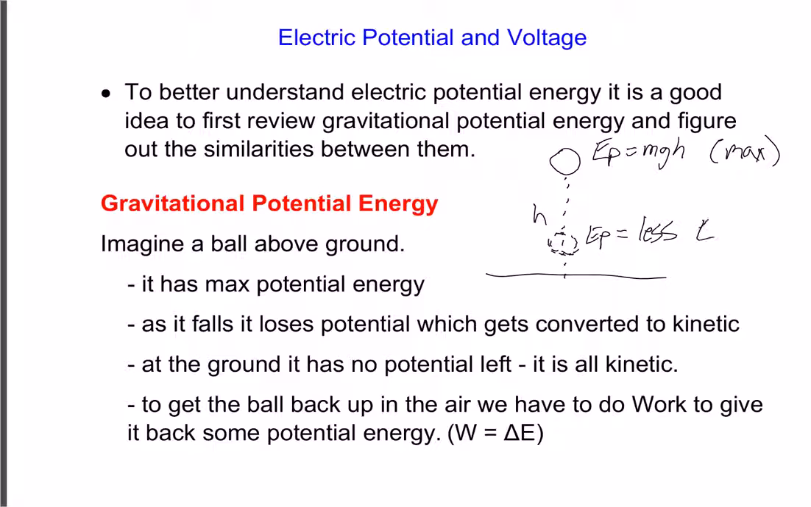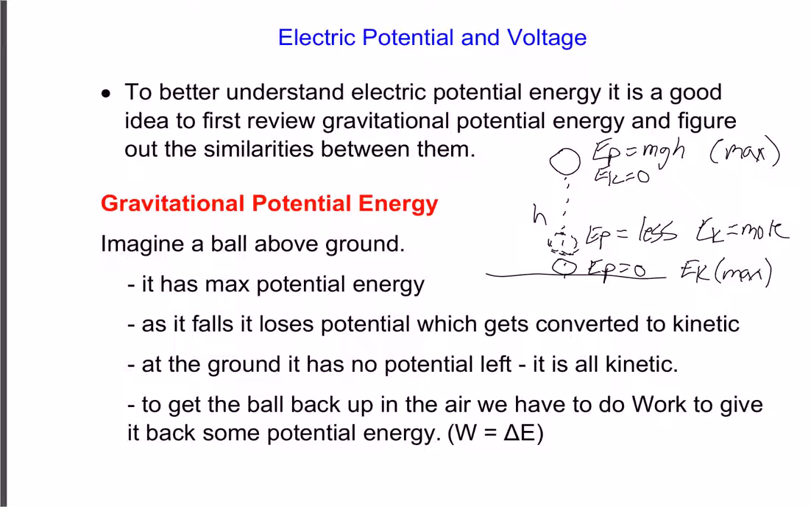But we know that our kinetic would be gained, right? We went from a zero kinetic at the top to more kinetic as it falls. So as it loses potential, it's going to gain kinetic. And then if it was right at ground level, we basically say our potential is 0, and our kinetic now would be max. So all of the energy is converted from potential to kinetic.